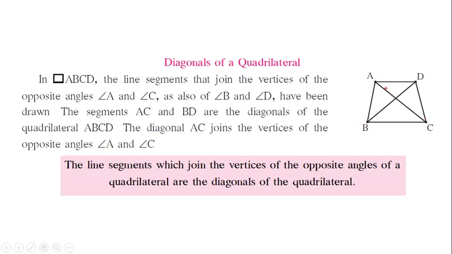The side which joins the opposite angles is called its diagonal. So in the quadrilateral ABCD, the diagonals are side AC and side BD. The line segments which join the vertices of the opposite angles of a quadrilateral are the diagonals of the quadrilateral.